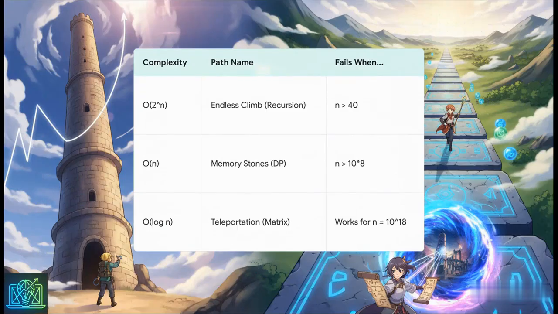And here it is, our adventurer's cheat sheet. The endless climb, that O of 2 to the N path, is basically a non-starter for any tower taller than 40 or so steps. The memory stones, our O of N path, is fantastic. It'll get you up towers with hundreds of millions of steps, no problem. But for those truly legendary quests, the ones that go into the quintillions, only the O of log N teleportation scroll will get you there.